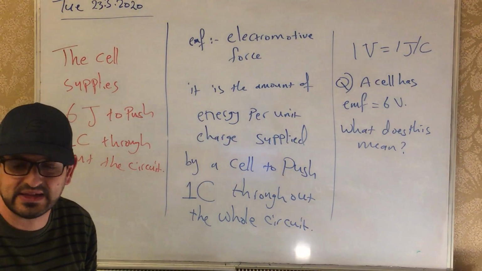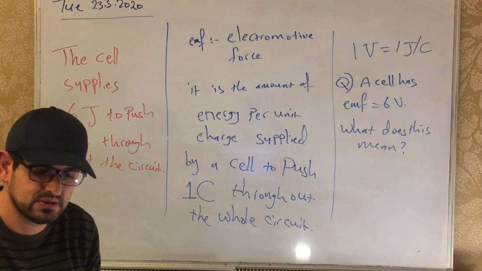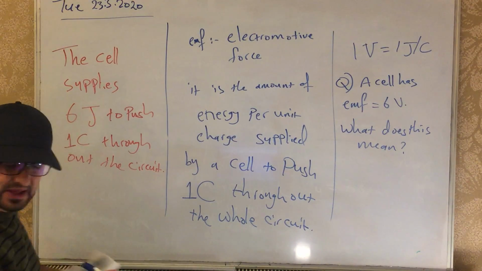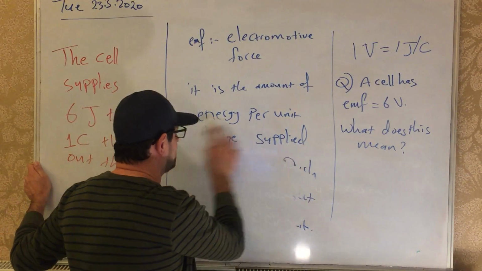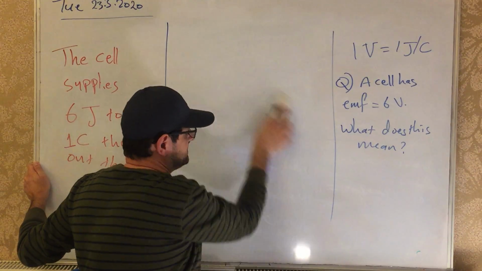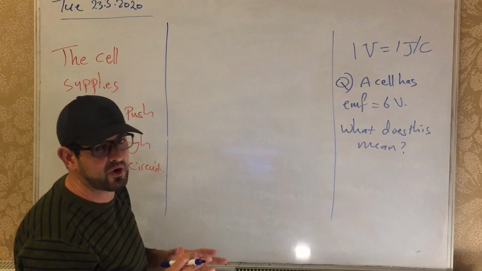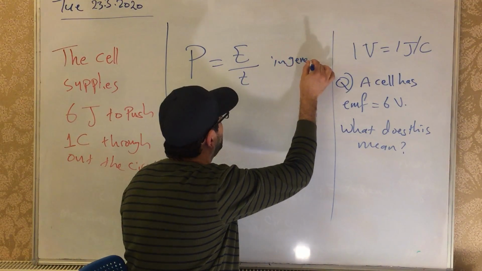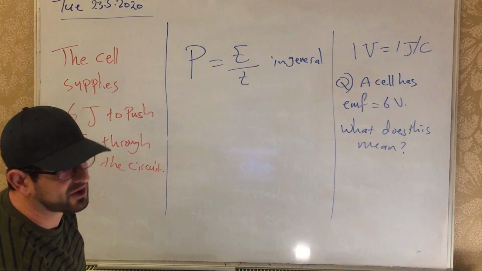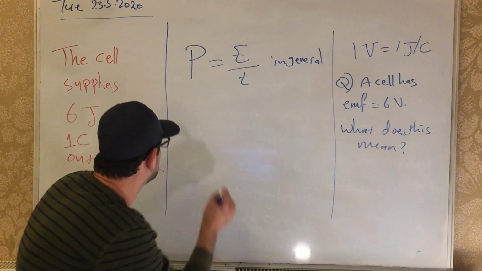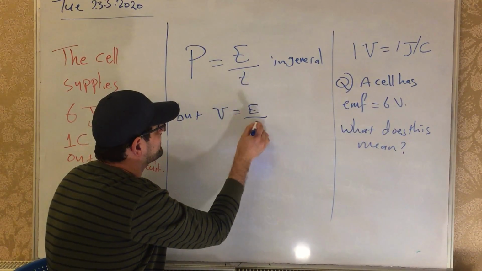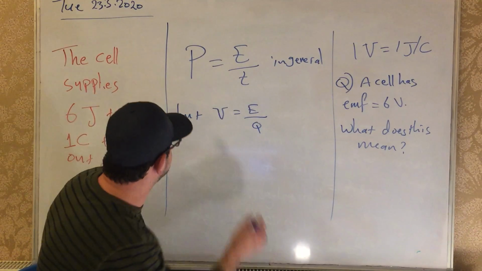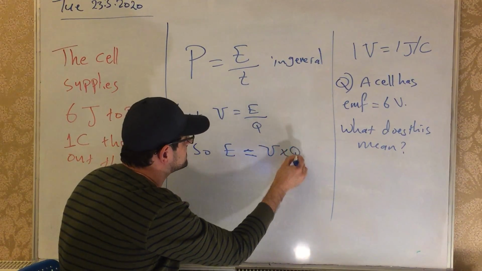Okay? This is what we mean by EMF. Last thing before we start, all this I call introduction. In fact, it's not introduction, it's all required. But just because we want to understand these concepts before we go deep in physics, power in general is energy over time. If power is energy over time, and from the definition here, voltage is energy per unit charge, then the energy is voltage times charge.